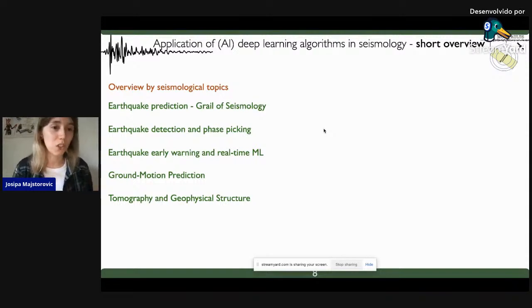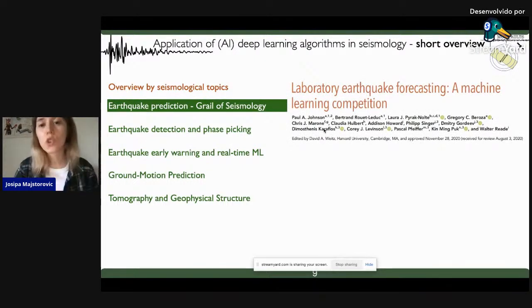So let's start with earthquake prediction, what we call the grail of seismology. The goal of these studies is to have a model that is able to tell us when an earthquake is going to happen. It's not a solved problem yet, and I don't personally think it's going to be solved anytime soon. But it has been shown that laboratory earthquakes, so earthquakes simulated in a lab environment where you can record the input and output acoustic waves, can be forecasted or predicted.